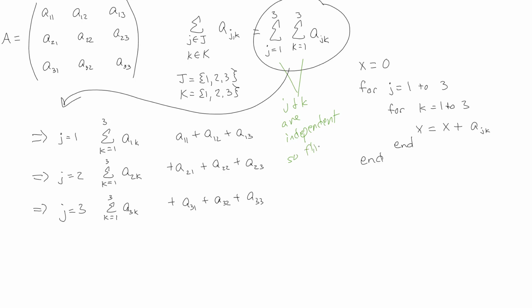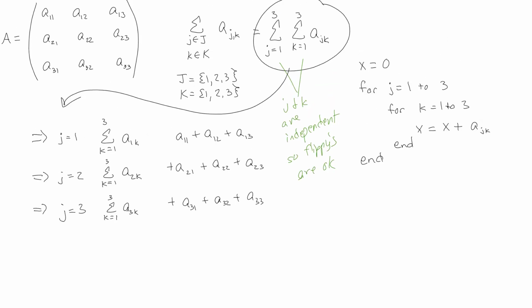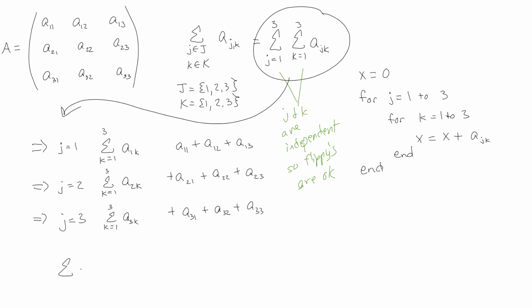So the indices are okay. Since they're the same, they have nothing to do with each other. I mean, they're both 1 to 3, but they could not be 1 to 3. J doesn't care what K's doing and K doesn't care what J's doing. So I could actually flip the order here. Instead of having J going from 1 to 3, I could start with K going from 1 to 3, and then J going from 1 to 3, and then adding A sub J K.